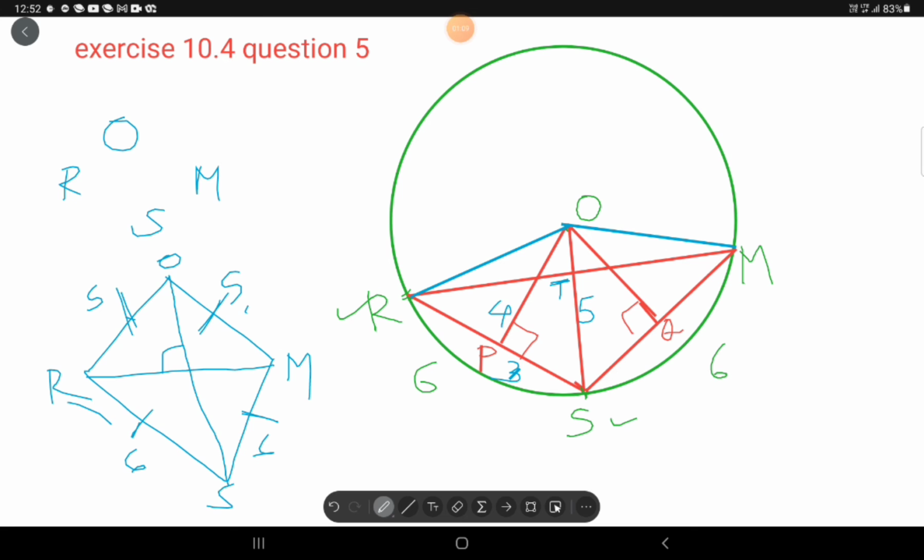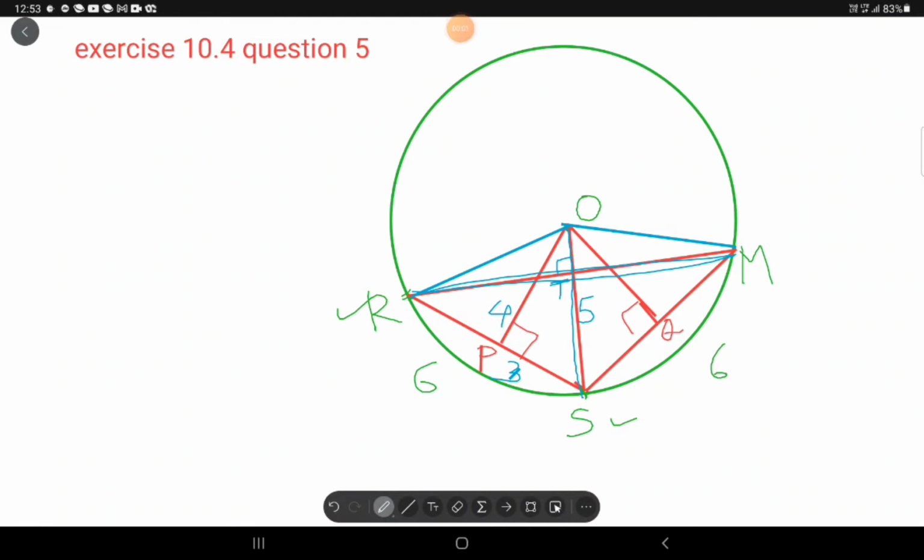Now the property of a kite is that its diagonals are perpendicular to each other. Diagonals here mean OS and MR. They are intersecting at T, so this angle will be 90 degree. So angle T is 90 degree.